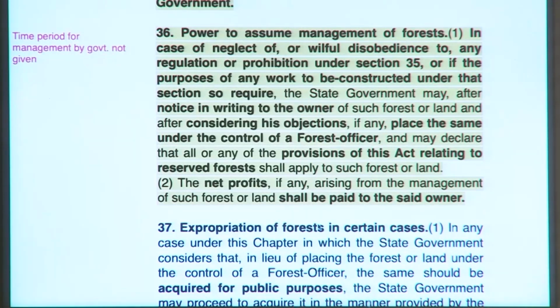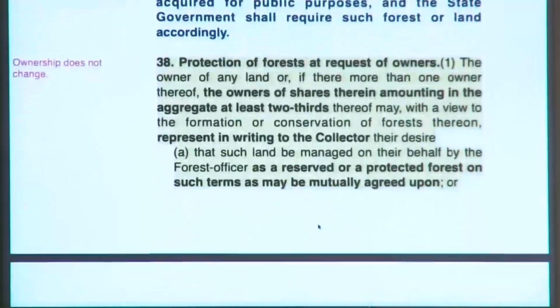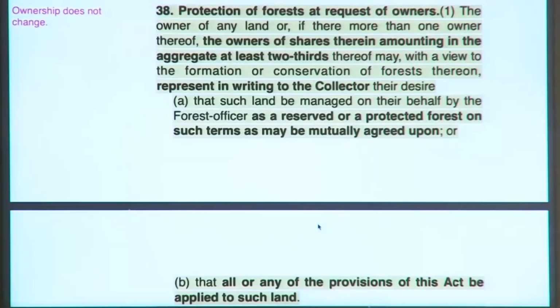All the provisions of the reserve forest shall apply to such land. All those things that are prohibited in a reserve forest shall automatically become prohibited in these forests if the government so declares, and when the management is done, if there is any profit, so the net profits, so that is the gross profit minus the cost of management will be paid to the owner. Then the government can also do protection of forests at the request of owners.